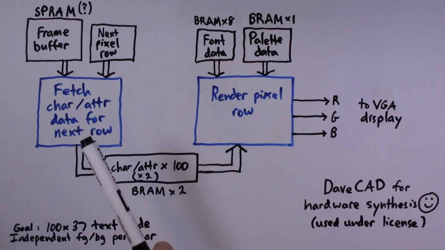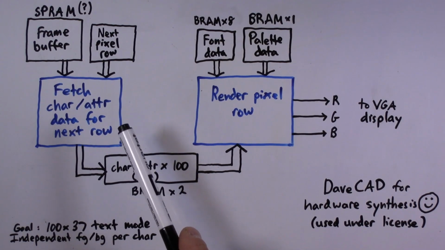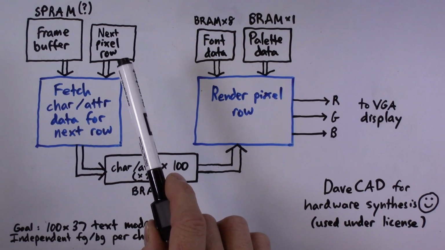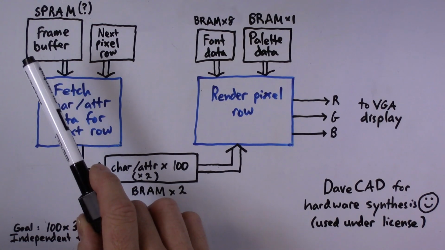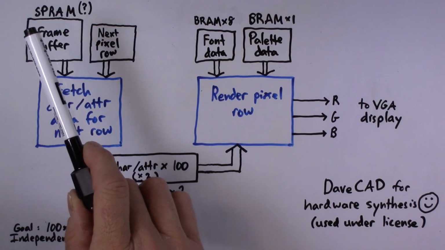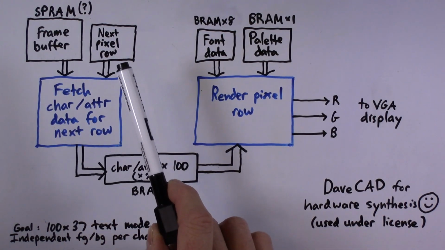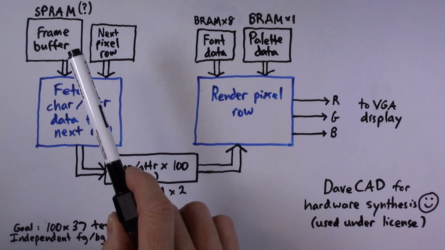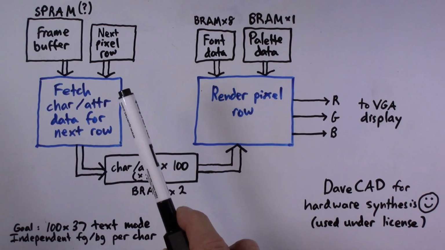So there are 2 components. The first component is this one that I've labeled fetch character and attribute data for next row. And the idea is, based on what the next pixel row that we want to generate is, we're going to pull 1 row's worth of character and attribute data from the frame buffer. And so the frame buffer, I am thinking, is going to be stored in the SPRAM, single ported RAM in the FPGA. That is a relatively large block of memory, considerably larger than the block RAMs. And I think it is going to be the most natural place to put the character and attribute data.